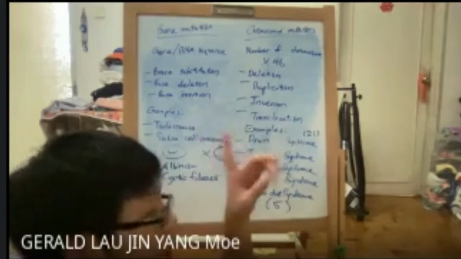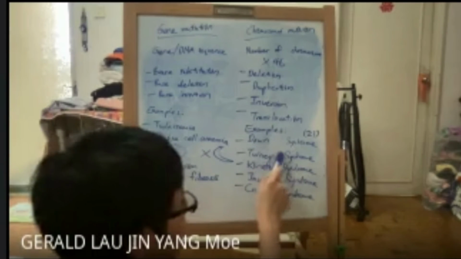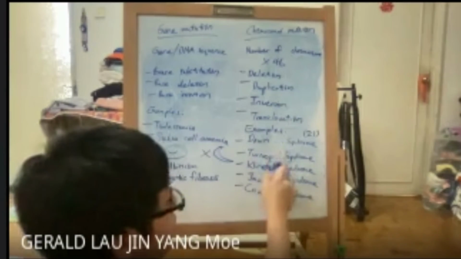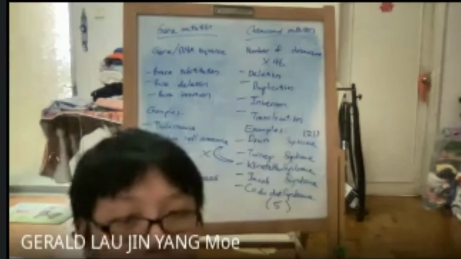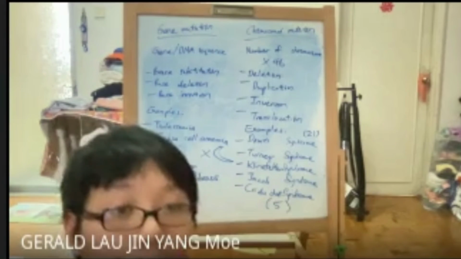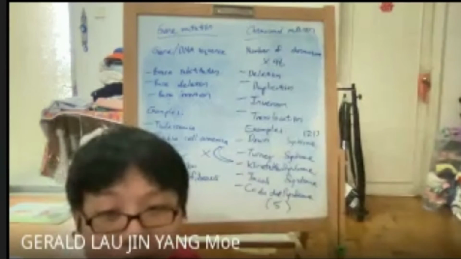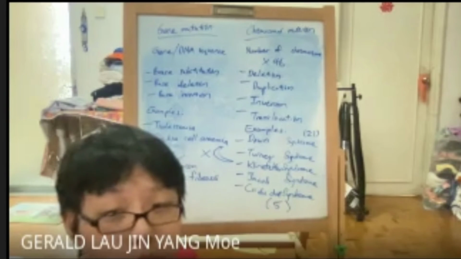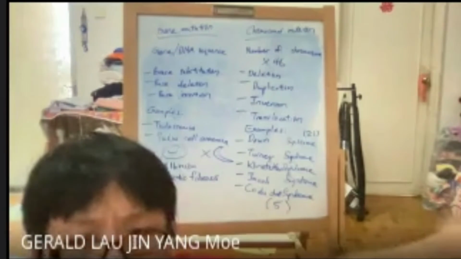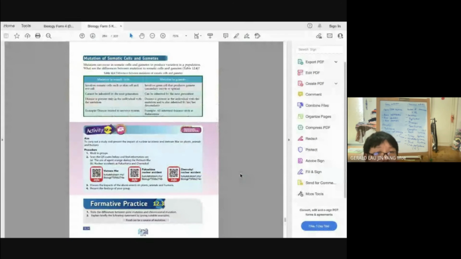Most importantly, yang paling terkenal is Down syndrome. Kalau tak, Klinefelter dengan Turner. All these three is very very popular lah. Jacob and Cri-du-Chat not that popular lah. Understand? Yes. That's why I say genetic sangat senang saja.